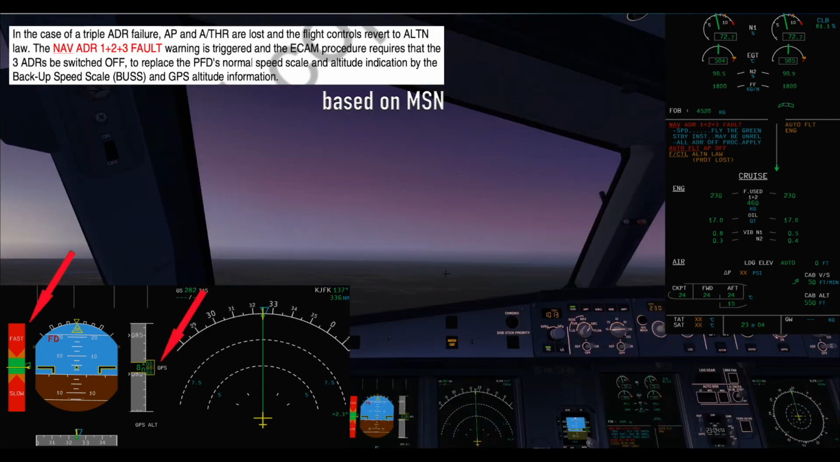When all of the ADRs are selected to off position, the backup speed scale will be online. As you can see from the PFD, the speed scale is now the backup speed scale and the altitude is now GPS altitude.